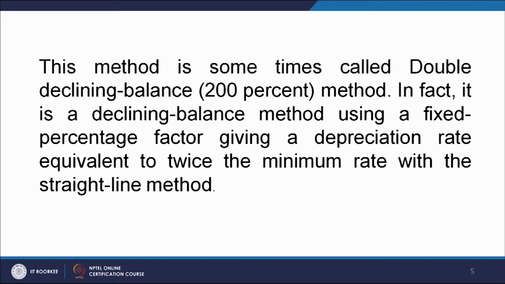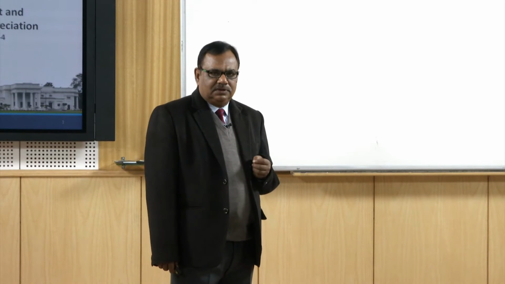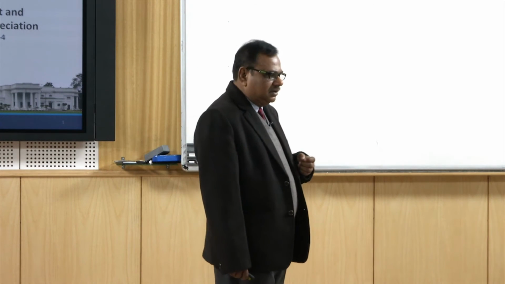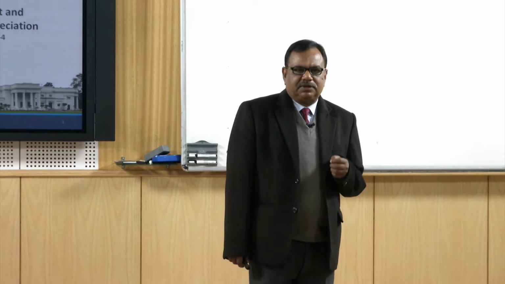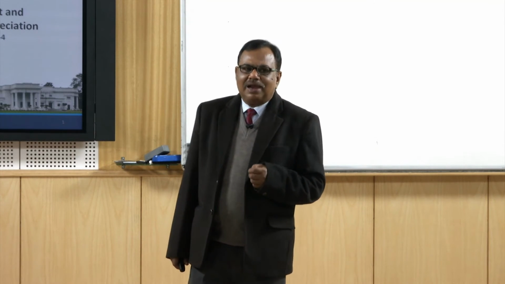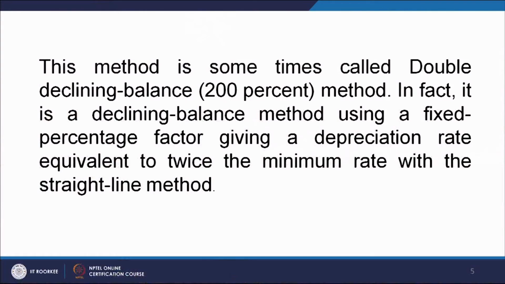There are other methods also like this, such as the 150 percent declining balance method, but generally the double declining balance method refers to the 200% method. In fact, it is a declining balance method using a fixed percentage factor giving a depreciation rate equivalent to twice the minimum rate with the straight line method.